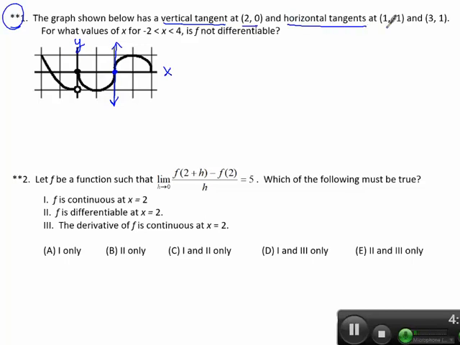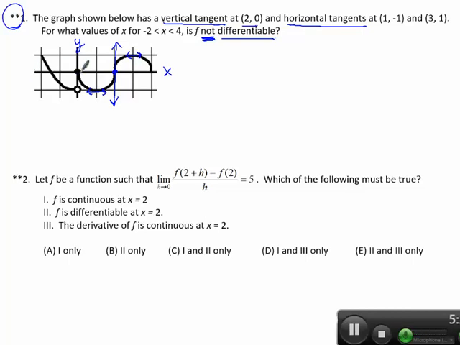And it has horizontal tangents at (1, -1), horizontal tangent. That's okay. Slopes are 0 at horizontal lines. And (3, 1), again, that's okay. The slope is 0. For what values of x, for -2 < x < 4, is f not differentiable? So we look for some of the conditions.